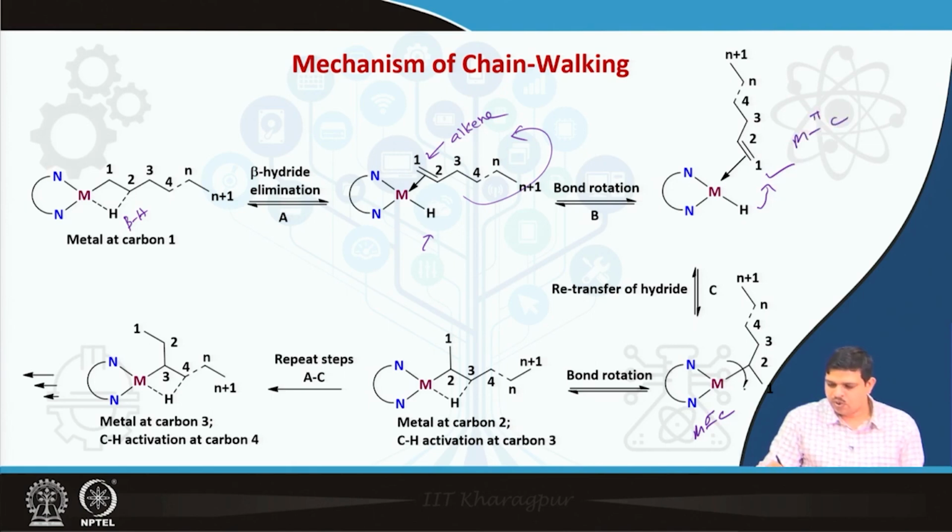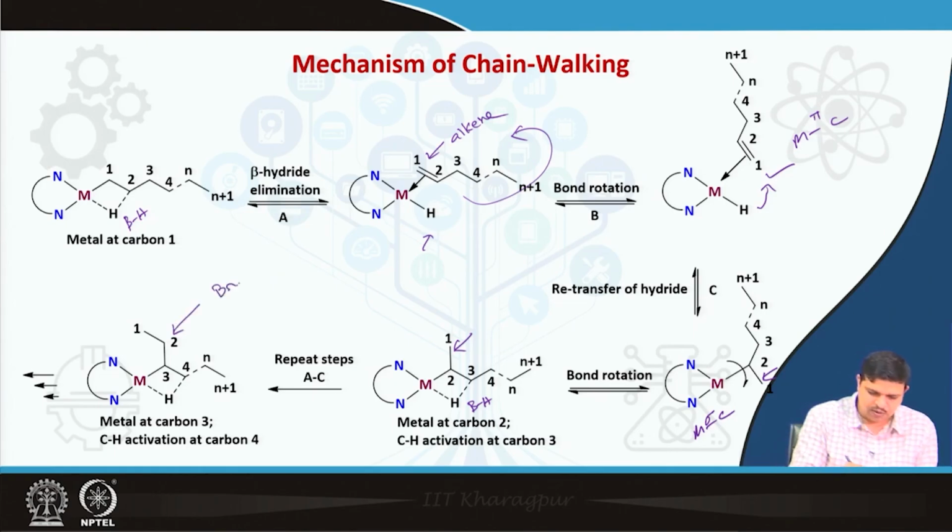Now due to this rotation, what will happen? Now you will see this methyl group is now here, and now this beta hydride is interacting with the metal, like the agostic interaction. Okay, and this will repeat. So now after repetition, you will get the branching here.